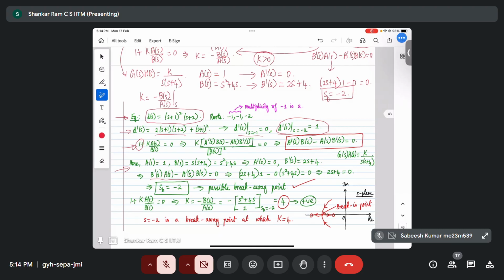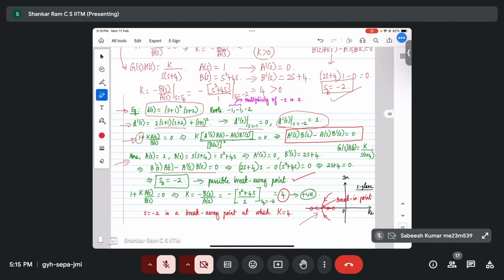And then we calculate the value of k at this potential breakaway point. Essentially we calculate minus of (s squared plus 4s), that is B of s, over A of s, which is 1, at s equals minus 2, or s_b equals minus 2. If we substitute, s squared plus 4s becomes minus 4, but there is a minus outside, so minus of minus 4 becomes 4, and that is positive. So we have s_b equal to minus 2 as a breakaway point.